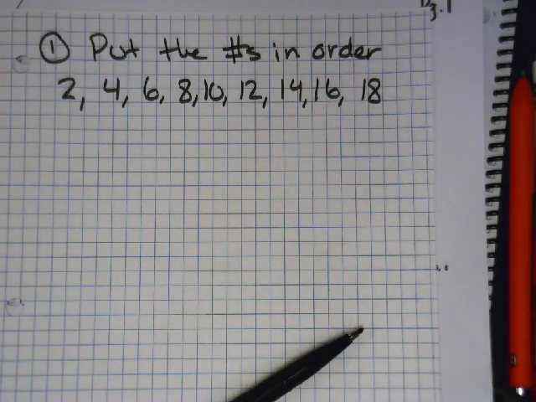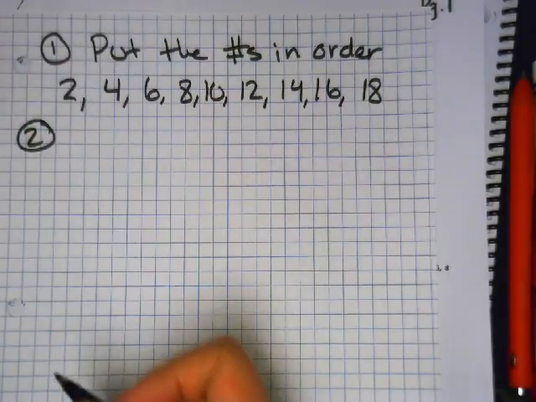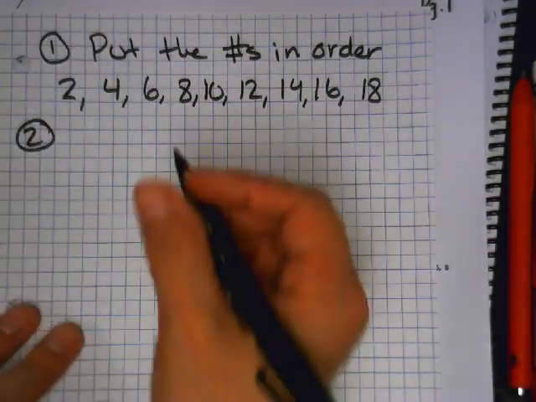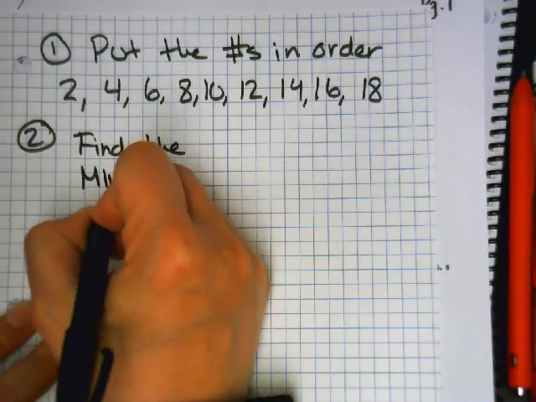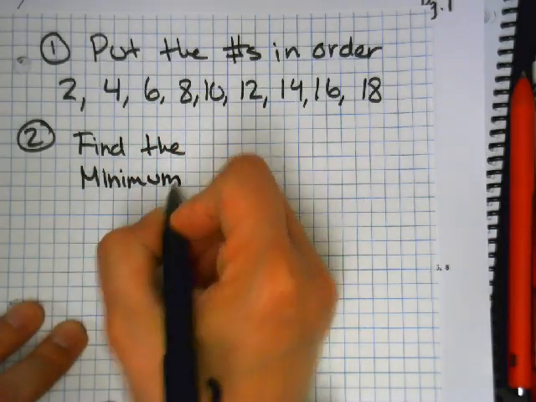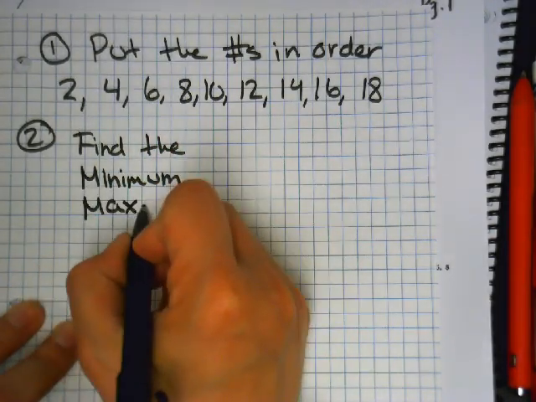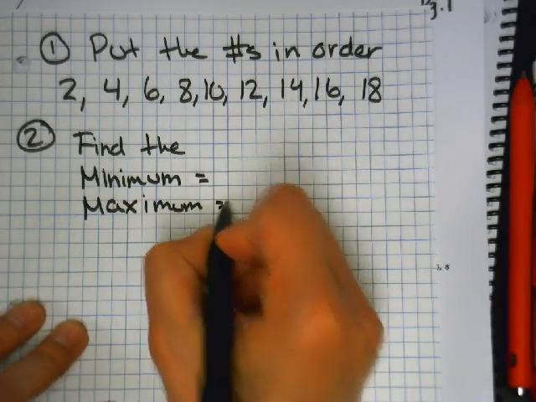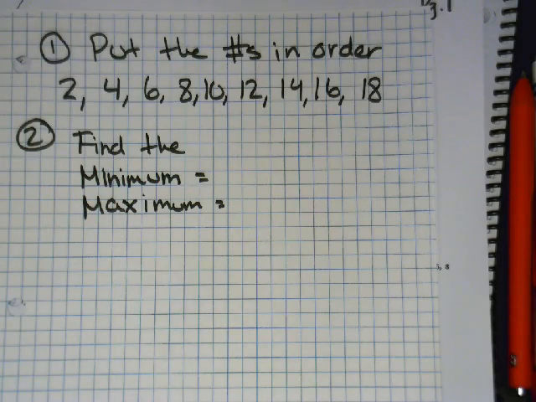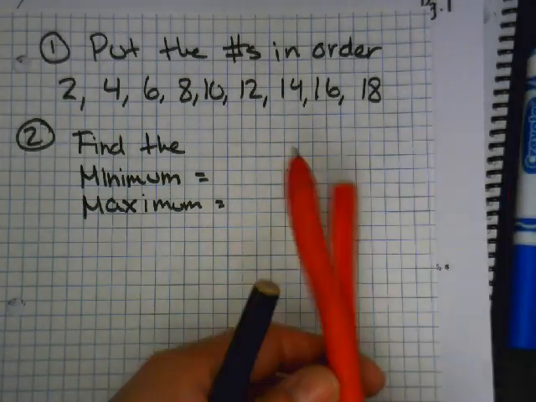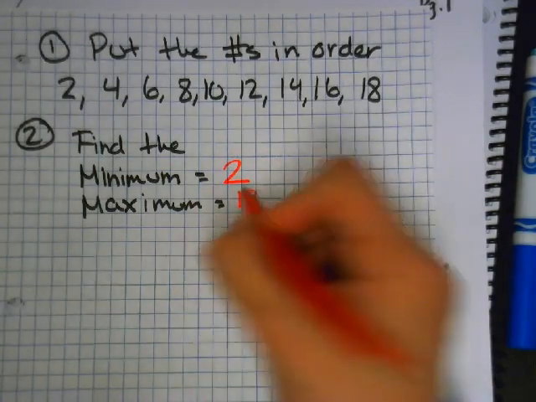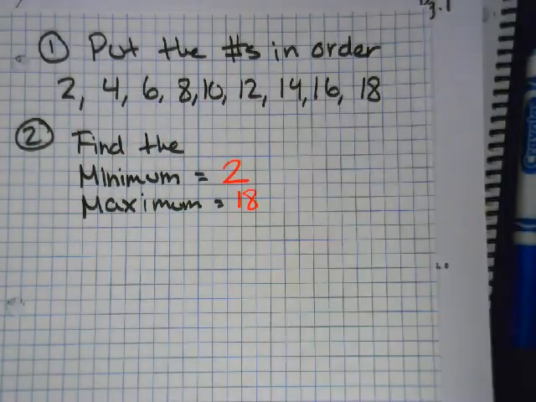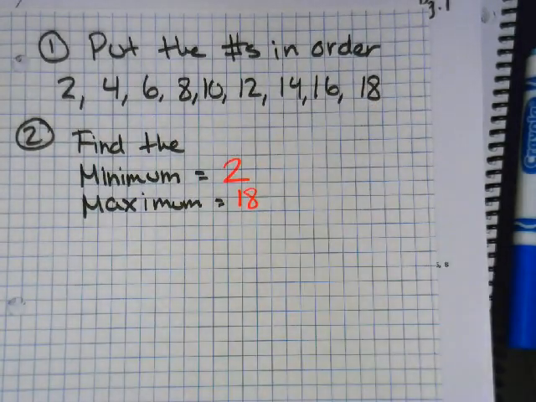Ready? Okay. Step 2. Now, are they going to give you the numbers in order? No, you put them in order. Find the minimum and find the maximum. If they're in order, they're super easy to find. What's the minimum? 2. Okay, we write that down. What's the maximum? 18. What's the smallest number? 2. What's the biggest number? 18. So far, so good?